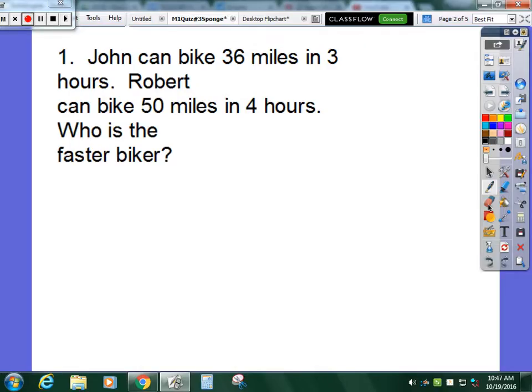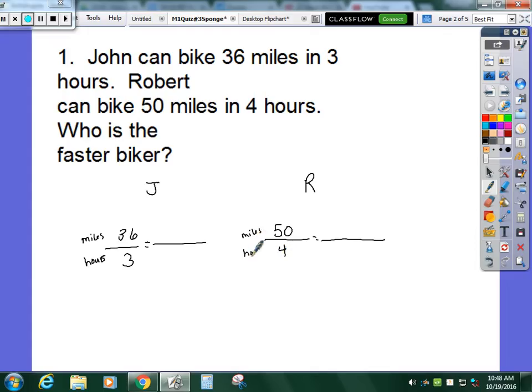So if I was comparing John and Robert biking, the first thing I would do, and I hope you're checking your work, is I would label their two equal fractions. John can bike 36 miles in 3 hours. Okay, this isn't enough just to put 36 over 3. You need to put miles, hours. Okay, Robert can bike 50 miles in 4 hours.